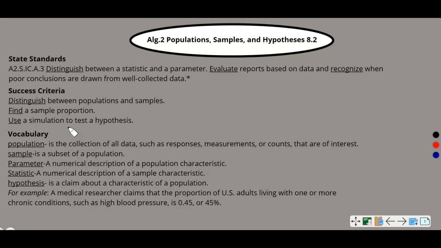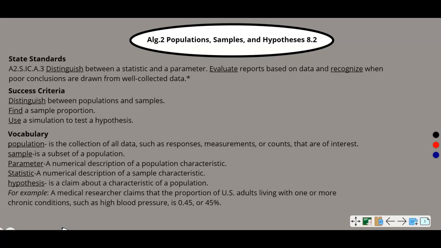New vocabulary. Population is the collection of all data, such as responses, measurements, or counts that are of interest. A sample is a subset of the population. A parameter is a numerical description of a population characteristic. Statistic is a numerical description of a sample characteristic. And a hypothesis is a claim about a characteristic of a population.